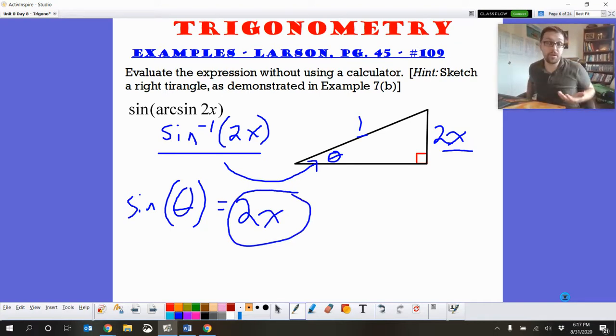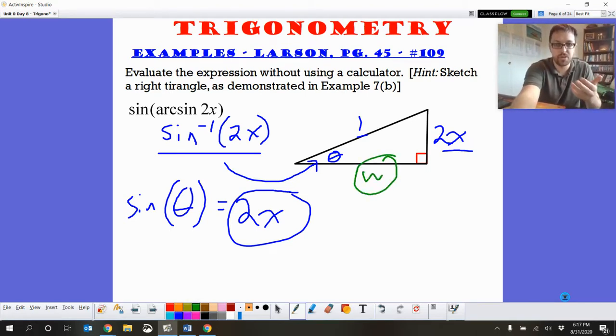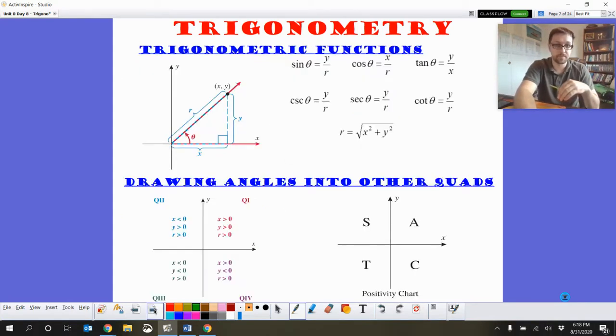There is an example where you need to do a little bit more with this, and that's kind of why I'm making this drawing. If we wanted to figure out the missing side right over here, we would just use the Pythagorean theorem. There are problems where you do need to figure out that missing piece. So that's why I threw this in here, but also I wanted to talk about what arc sine was.